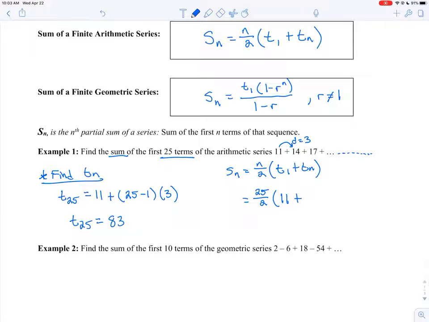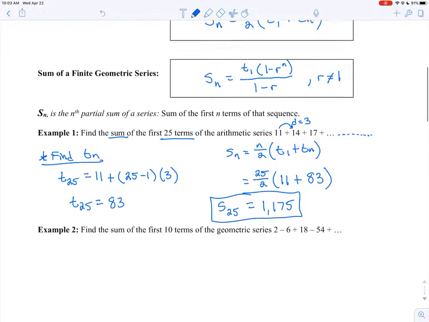All right, we're going to take this 83 and plug it into our sum formula over here, and then we can solve this out. We can say sum of the first 25 terms. That whole thing you can just put right into the calculator, and you should get, I think it came out to 1,175. Just to reiterate what that means: if we wrote out the first 25 terms of this sequence and added all 25 of those things together, that's what the sum would come out to be.